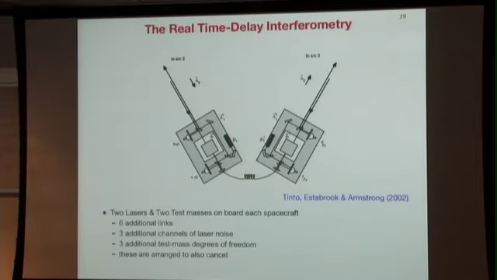Of course, in reality, what happens is not that simple. You don't have a dot with a clock and compare just the clocks. What happens is on each spacecraft, you have 2 test masses, and you have 2 lasers. So with respect to the previous picture, you're adding 6 additional links because you have 2 more signals on each spacecraft, but you have 3 additional channels of laser noise, and you have 3 additional test mass degrees of freedom, and then you cancel this, and then basically it still works out in the counting sense. But the details are complicated for me.